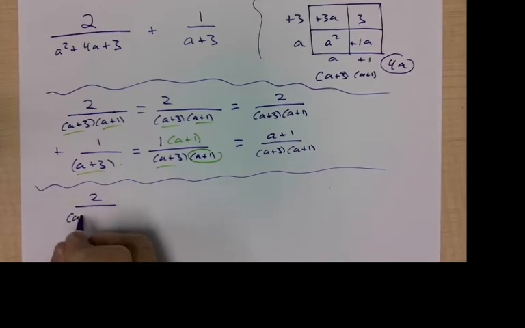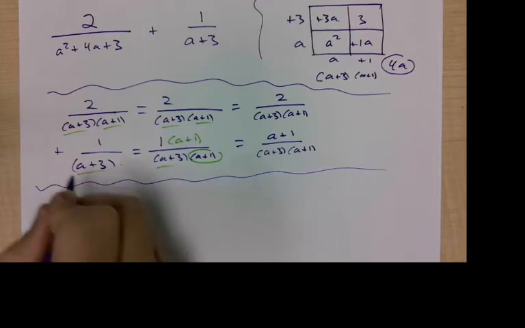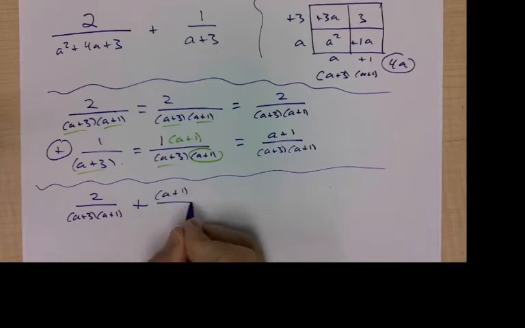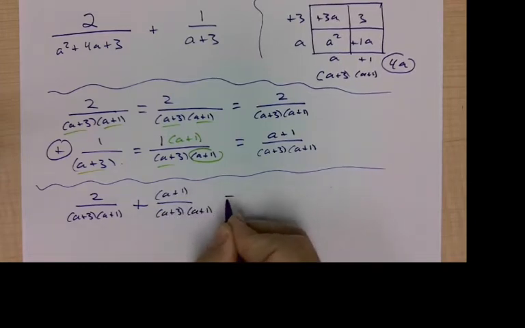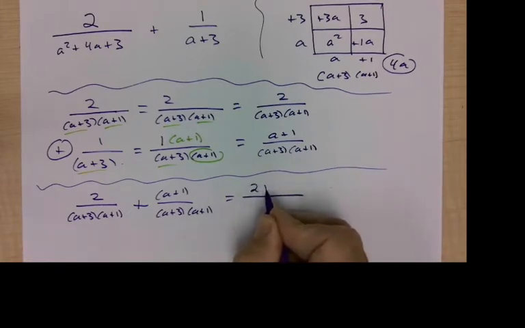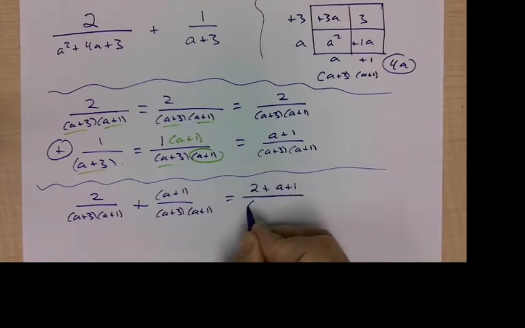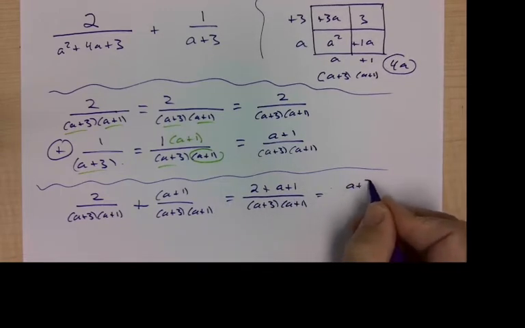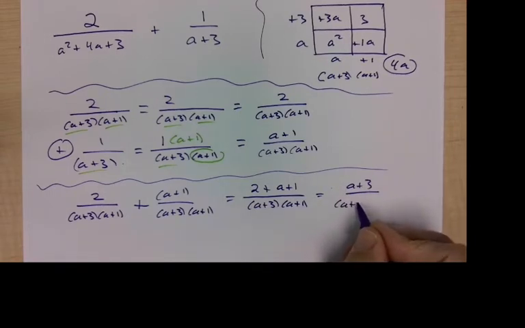2 over (a plus 3)(a plus 1) plus, focus on the sign, a plus 1 over (a plus 3)(a plus 1), which is 2 plus a plus 1 over (a plus 3)(a plus 1). But 2 plus a plus 1 is a plus 3, over (a plus 3)(a plus 1).